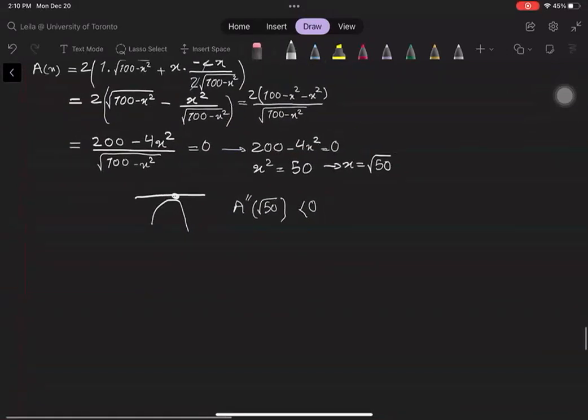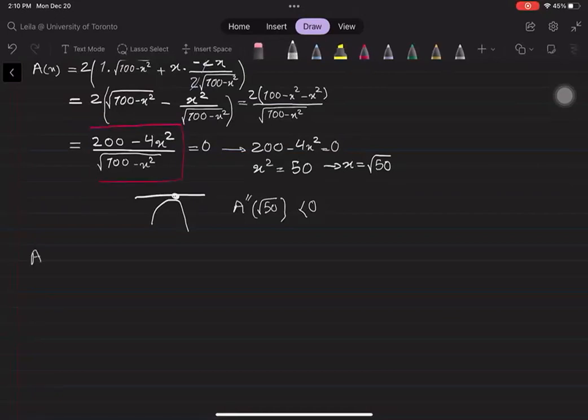Okay, now, this was our first derivative, so now we can find the second derivative.